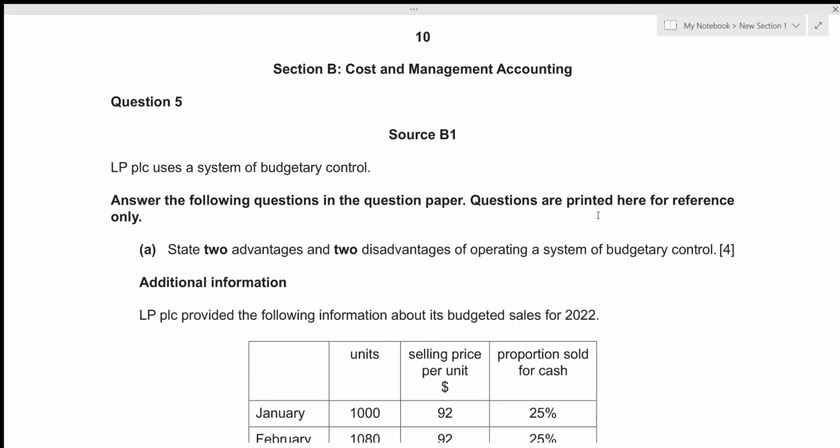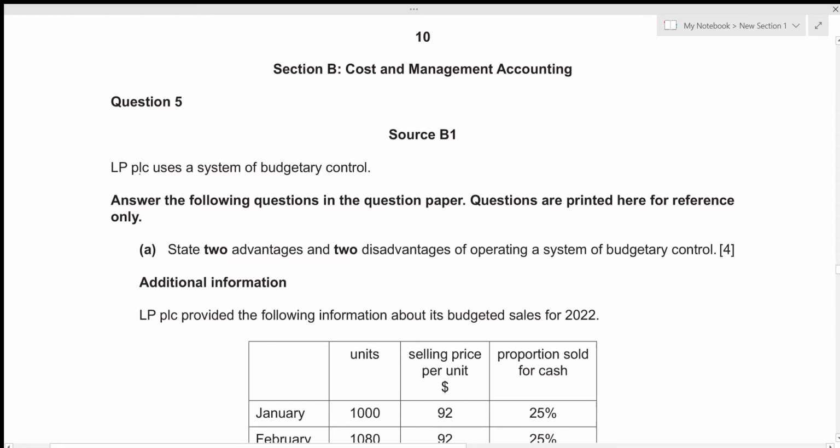Hi everyone, today we'll be going over accounts October-November 2021, paper 3-3, question number 5. This is structured paper 3, which consists of 6 questions, each of 25 marks, and we have a time limit of 3 hours. So we will be attempting to solve each question under 30 minutes. And this question number 5 is from section B, which relates to cost and management accounting. Without any further delay, let's get started.